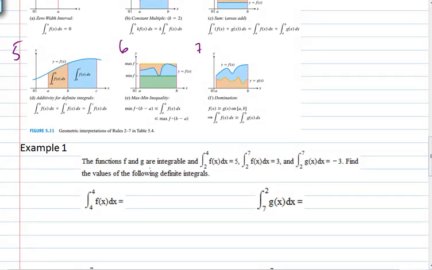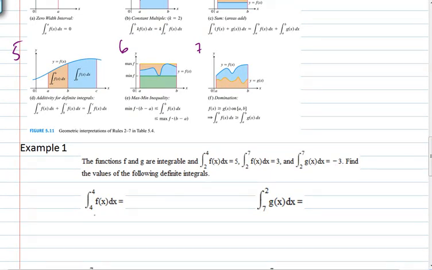The functions f and g are integrable. You're told that, so you believe it. And the integral of f from 2 to 4 has a value of 5. The integral of f from 2 to 7 has a value of 3. And the integral of g from 2 to 7 has a value of negative 3. Yes, integrals can be negative. They can have negative values.